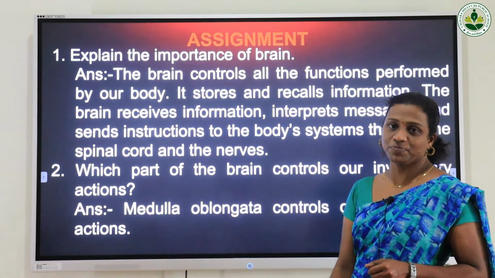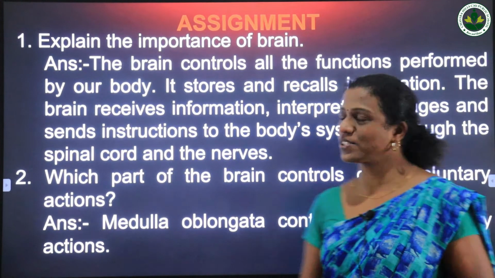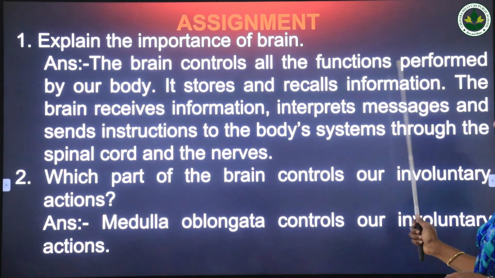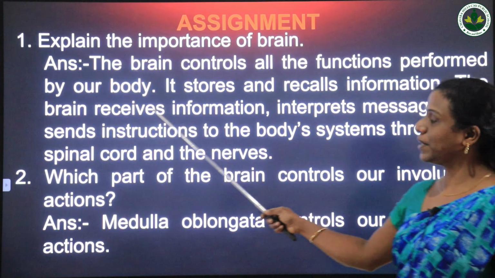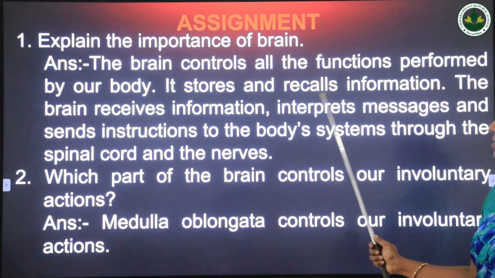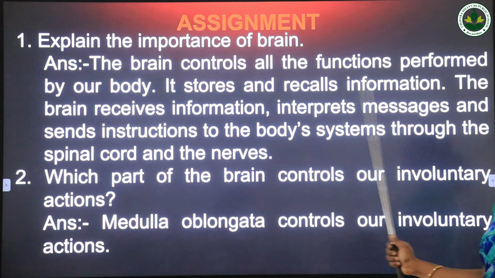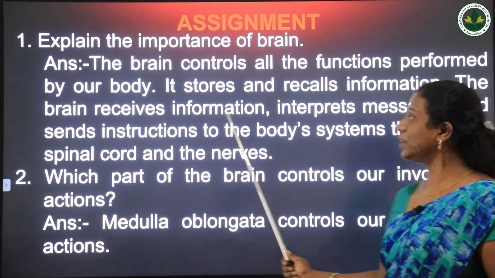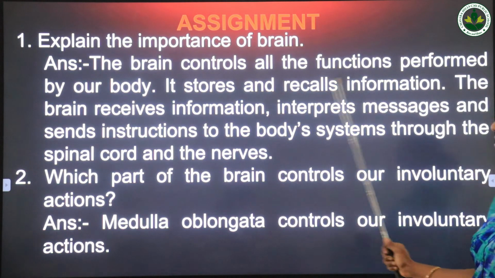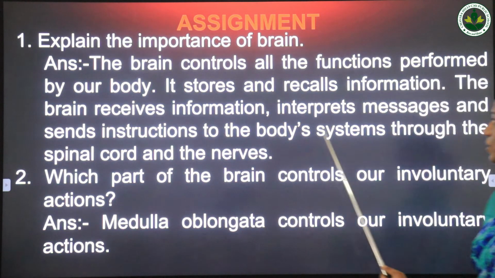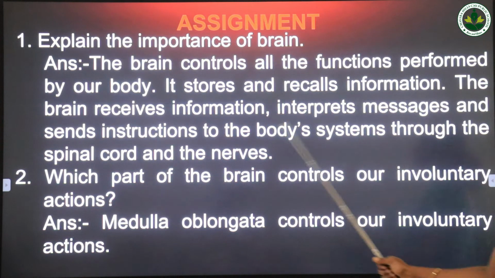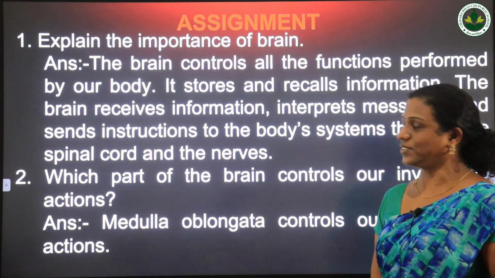Explain the importance of the brain. So that was the first question. The brain controls all the functions performed by your body. It stores and recalls information. The brain receives information, interprets messages and sends instructions to the body's systems through the spinal cord and the nerves.